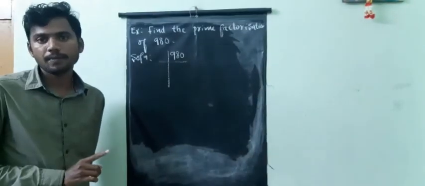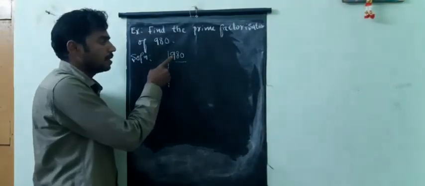Next, I have taken one more example, that is, find the prime factorization of 980. So we use this method. How are we going to find it? By the division method. This is called the division method. See, how do we need to begin? We need to begin with the smallest prime number, that is 2. Does 2 divide 980? Yes, it divides because it is ending with 0.